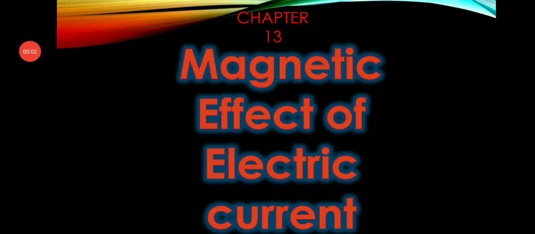Hi dear students, in today's class let's learn a new lesson of physics, that is magnetic effect of electric current. This is chapter number 13. In the previous chapter on electricity we learned about the heating effect of electric current. What could be the other effects of electric current?